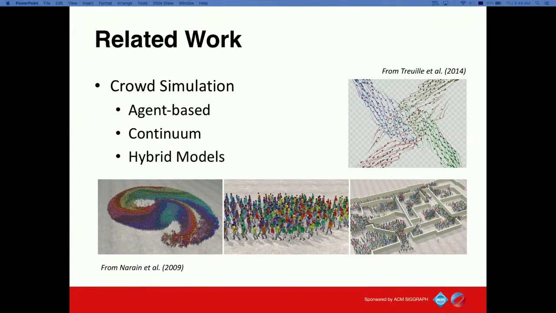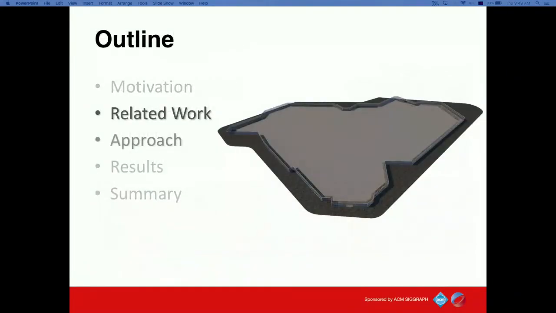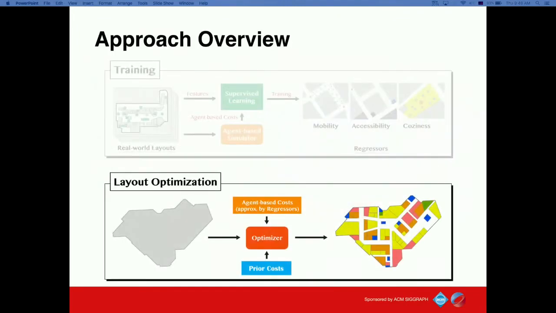Okay, next we go through our approach in detail. Here is the overview of our approach. We designed the layout in an optimization style. Our optimizer takes as input the mid-scale domain, which is the area within a boundary, and outputs crowd-aware layouts. It is done by optimization against agent-based costs from crowd simulation and the prior cost from user-given target values. The layout is iteratively updated until it converges.